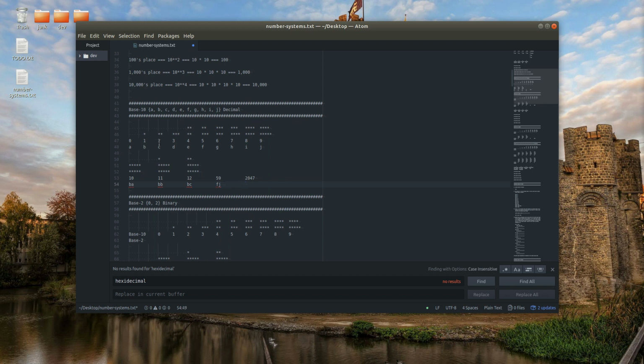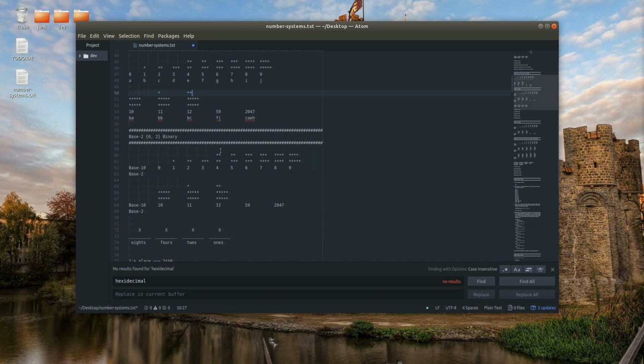2047. The 2 is a C, 0 is an A, a 4 is an E, and a 7 is an H. Okay? All of these are still base 10. Again, I'm stressing that because we just changed the symbols of our numerals.